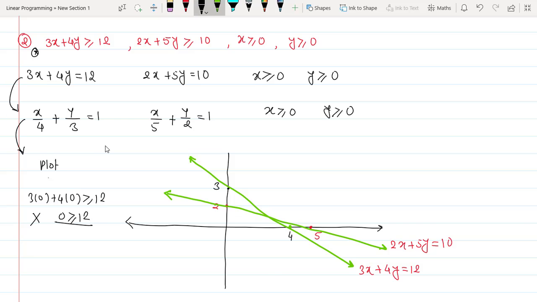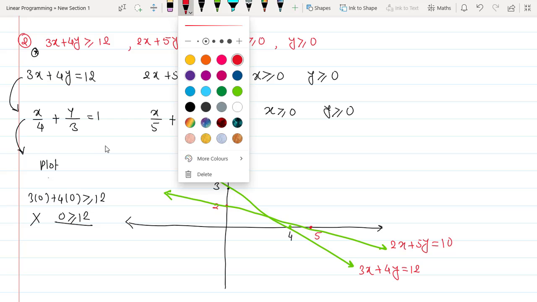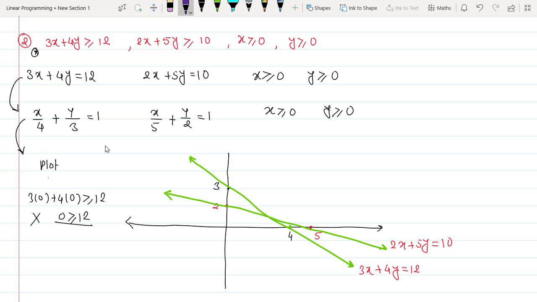So what will be the solution set? The solution set for the first line is the region above the line. So the non-origin region will be the solution set. So this is what we get as the solution set. Great. What about the second line?